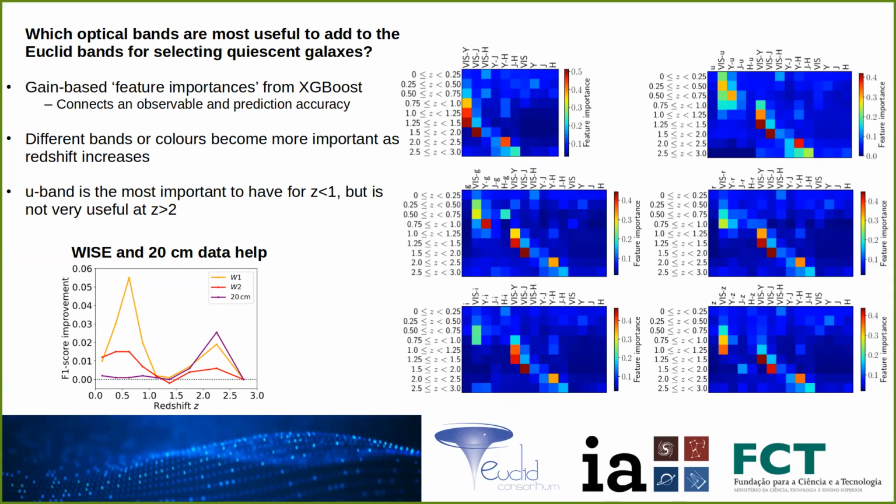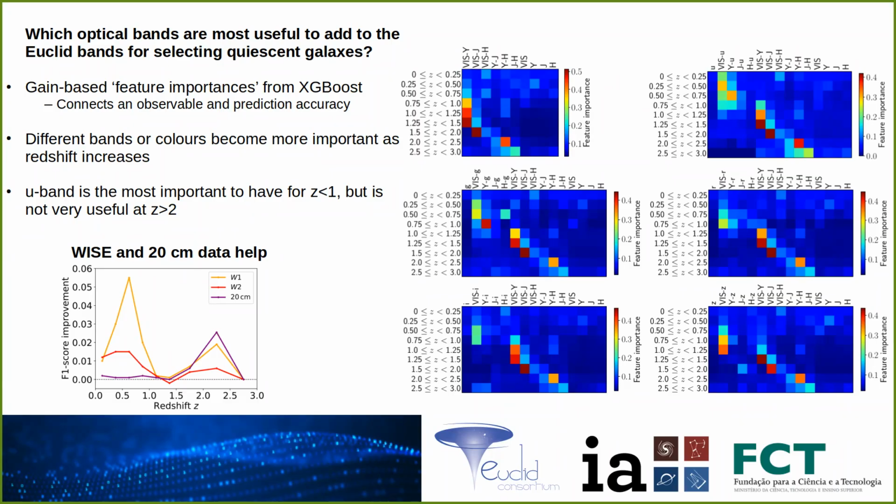Imagine you have a tree structure with splits going down through it. You want to know not necessarily how often a color is used to split it, but what the impact on the final performance of the model is from using that feature. And this is what XGBoost is giving us. And there aren't many surprises there. You can see basically that the most important colors or bands evolve with redshift.